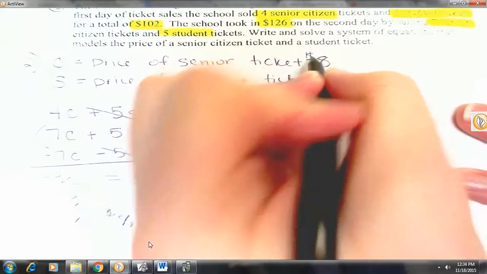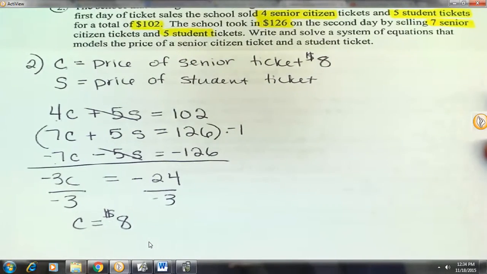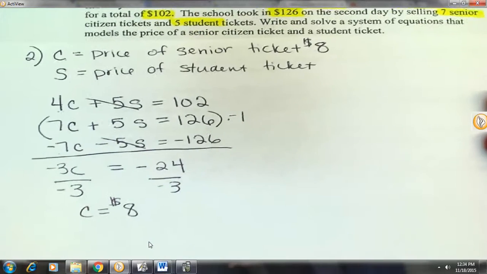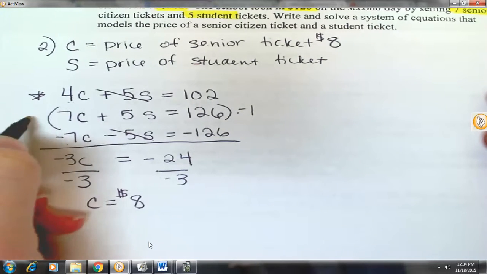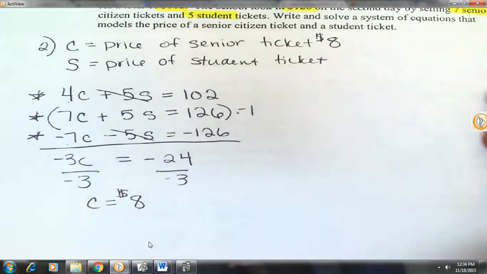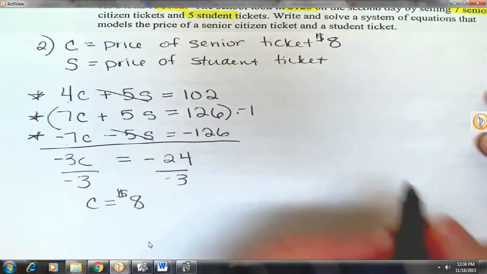Make sure when you find an answer that it seems reasonable. If we had gotten -$8 here, obviously that wouldn't make sense in the context of this problem. So be sure that your answer does seem reasonable for the problem you have. So let's substitute 8 back into one of our equations. You could use this equation, or even this equation if you wanted to. It doesn't matter. Substitute back in and solve for s.